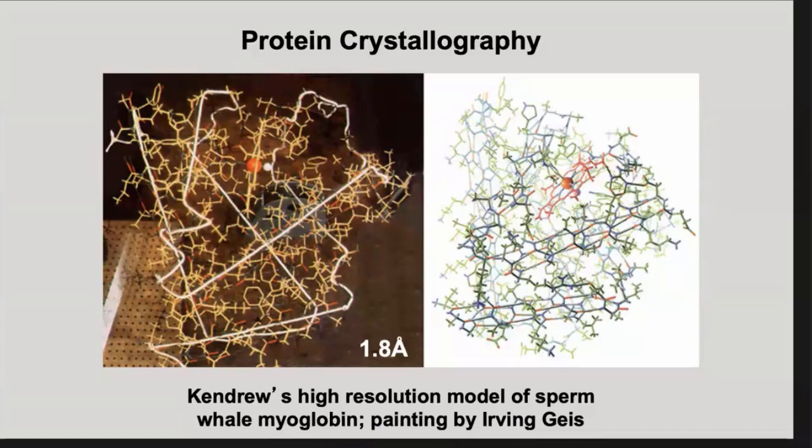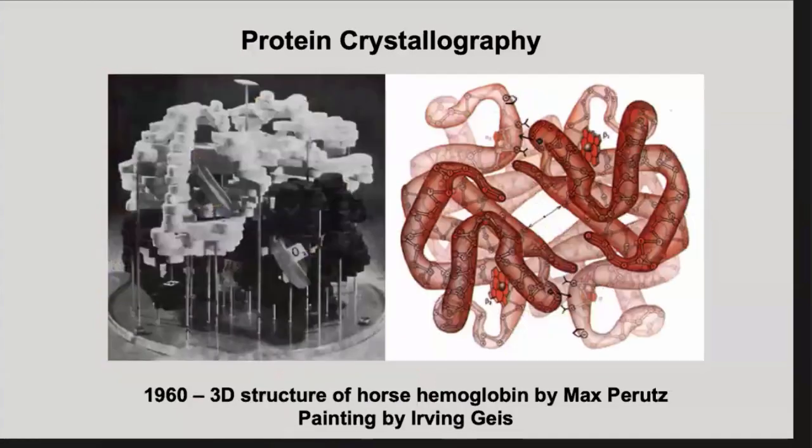So this was 1958 that John Kendrew finally solved the complete 3D structure of sperm whale myoglobin. So that was the first protein that was ever solved in 3D, down to the level of individual atoms. The painting on the right appeared in Scientific American in 1960, so shortly after that, and it took a couple more years before the second protein structure was solved.